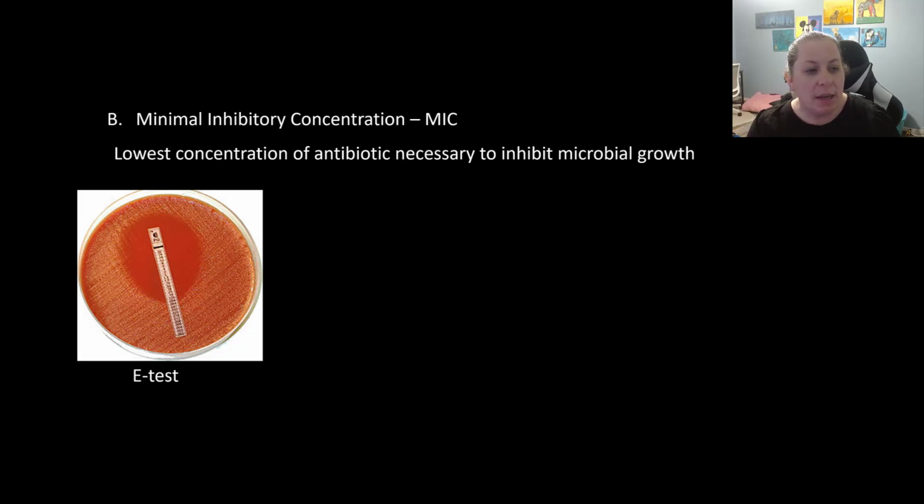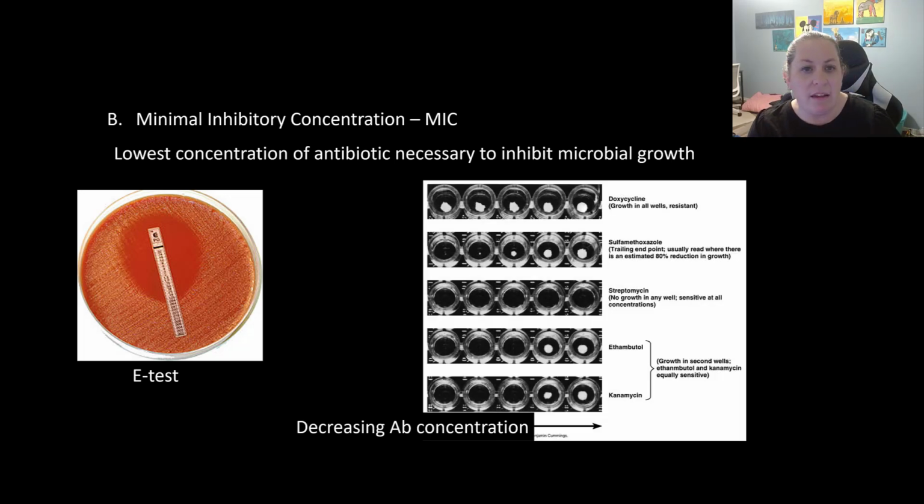All right, and so a lot of times they may use these little E-tests to help with this, but they also can use these wells where there's different amounts of antibiotic in each well, and they can see where the bacteria grows and where it doesn't grow. We can see that as it goes across, we have decreasing antibiotic concentration, and we want to find the one that inhibits the growth, but it's the lowest concentration. Okay, and so that's the point of these types of tests.